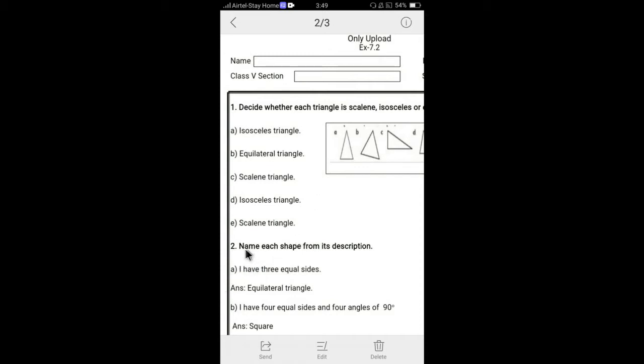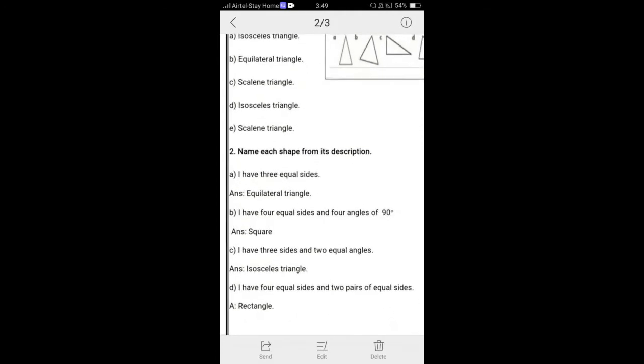Comes to question number 2, please. Name each shape from its description. They're providing the descriptions, and you have to decide which shapes they're talking about. A number: I have three equal sides. Three equal sides, equilateral triangle, we learned from question number 1. So A's answer is equilateral triangle.